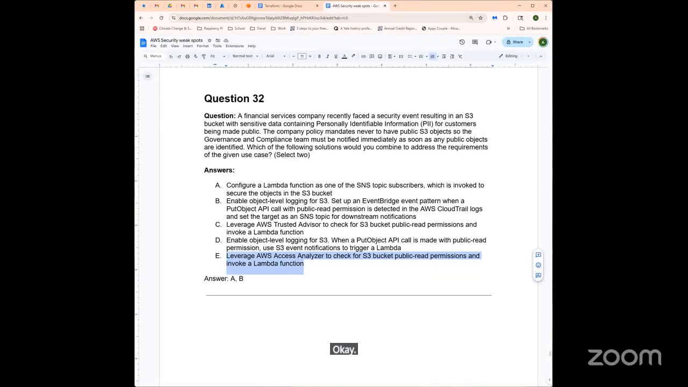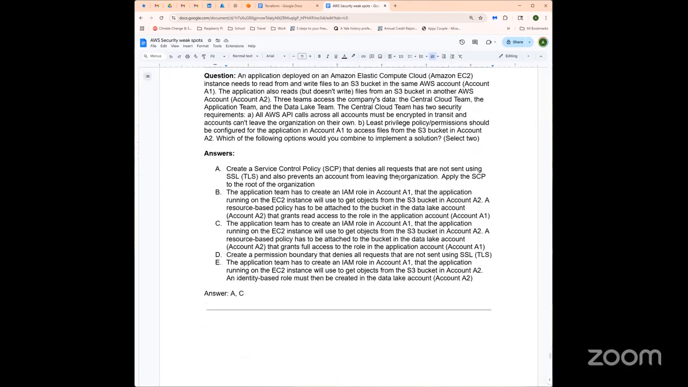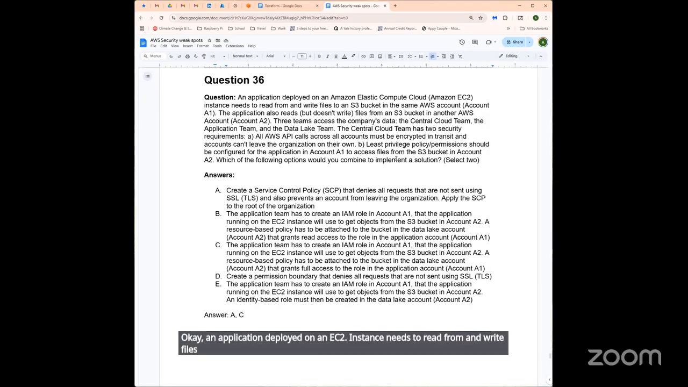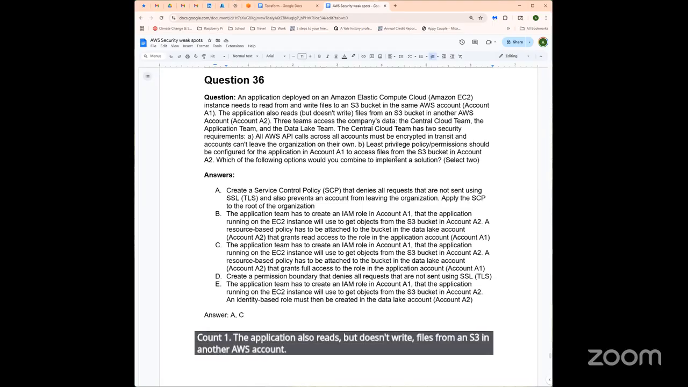Next question. Okay. An application deployed on an EC2 instance needs to read from and write files to an S3 bucket in the same AWS account, account 1. The application also reads but doesn't write files from an S3 bucket in another AWS account, account 2.